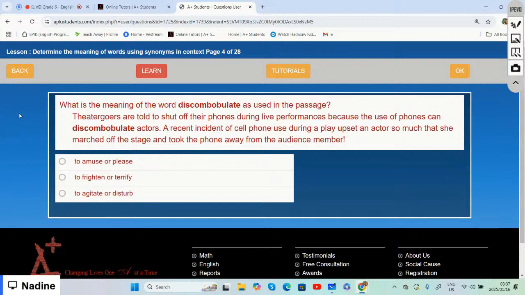All right, now what is the meaning of discombobulate? Is it to amuse or please, to frighten or terrify, or to agitate or disturb?